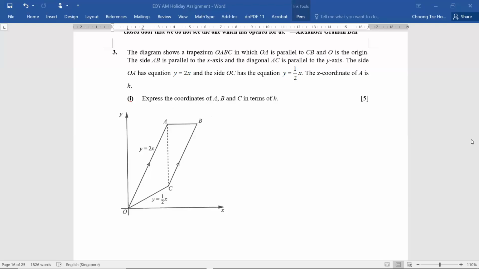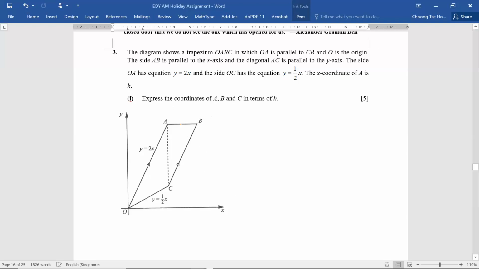Hi students, in this video I'll be going through the 2014 O-Level Paper 1 question 7. This is a question on coordinate geometry. The diagram shows a trapezium OABC in which OA is parallel to CB. It's indicated in the diagram already, and O is the origin. The side AB is parallel to the x-axis.